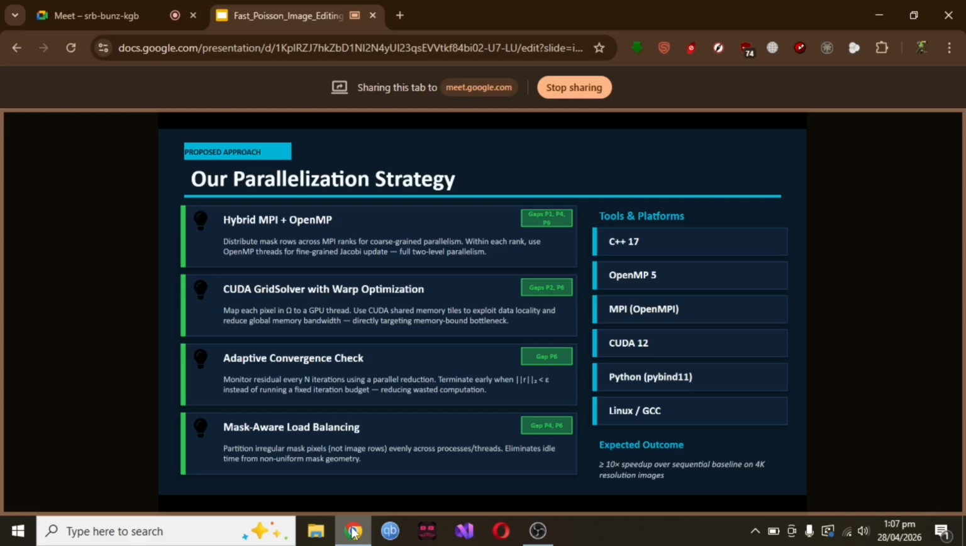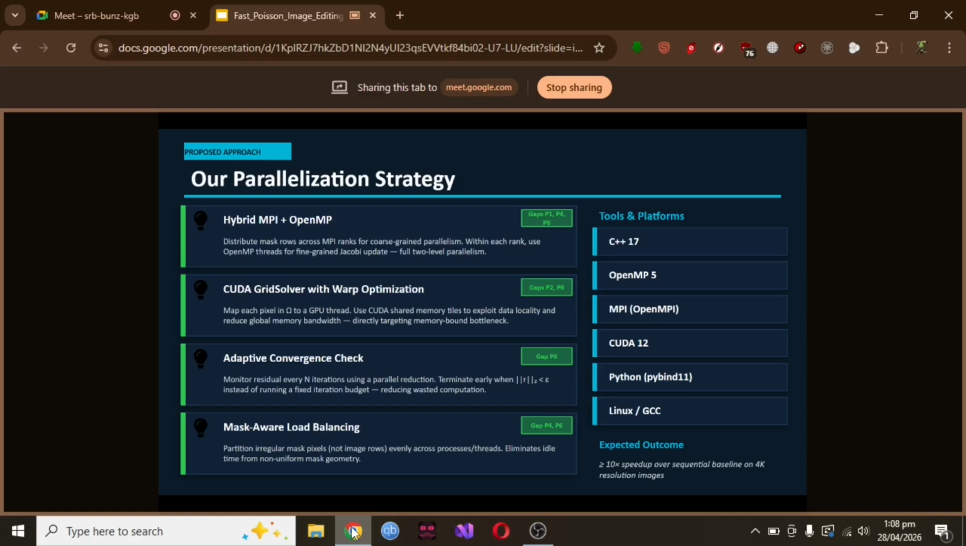Now, our parallelization strategy is such that we will tackle every single paper, and we'll attempt to fix their shortcomings. So the first one, obviously, for the first paper, will have the hybrid GPU acceleration, in which we will use hybrid MPI as well as OpenMP. And for the second one, we will use a CUDA implementation with shared memory.